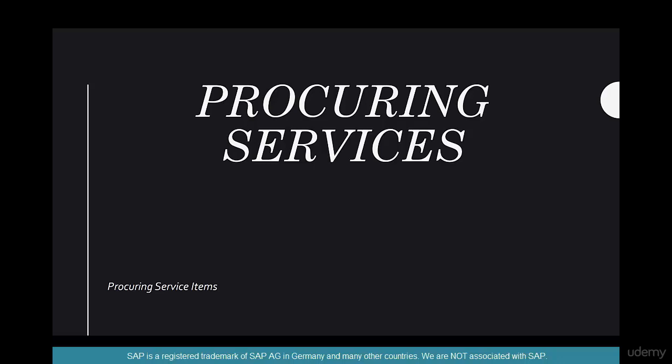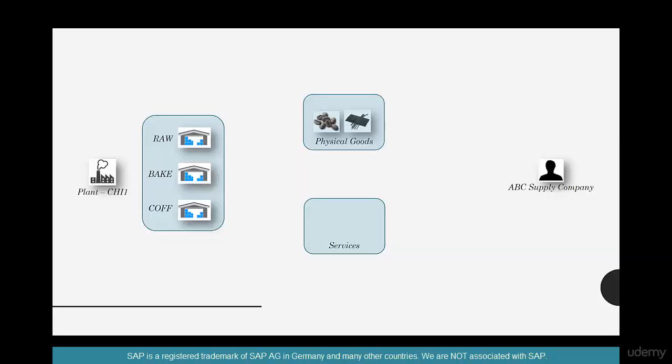So in this section, we are going to learn about how to procure services. We have seen how to procure stock materials. We have seen how to procure non-stock materials. And this is a third variant, how to procure services. Just like the way we procure coffee beans, stirrers, flour, or any kinds of physical goods, we can procure services as well.